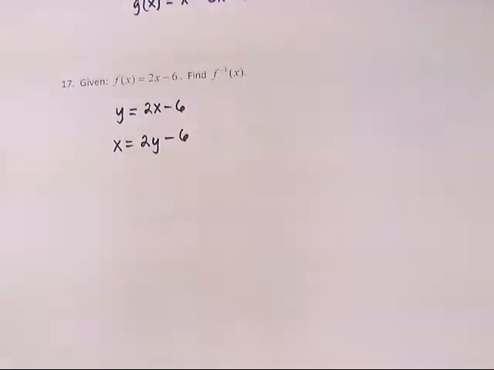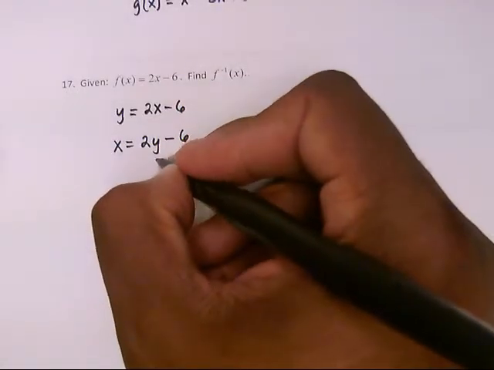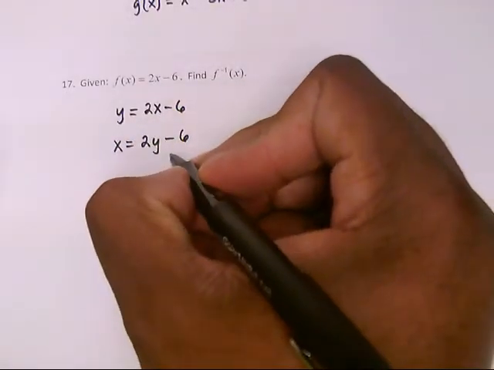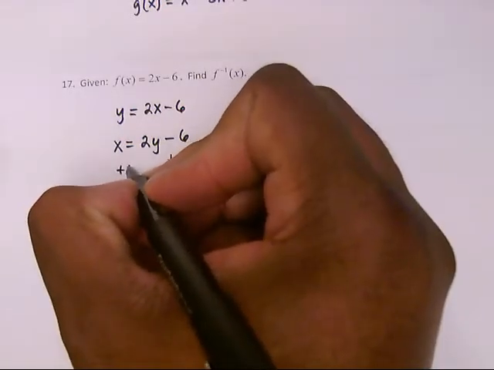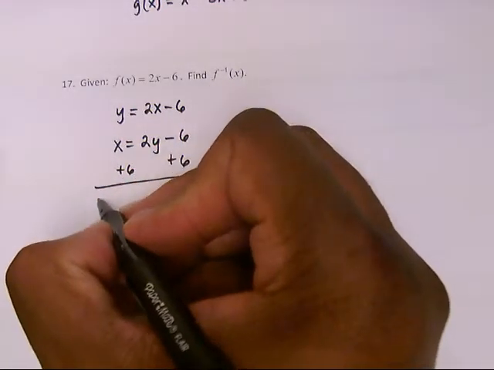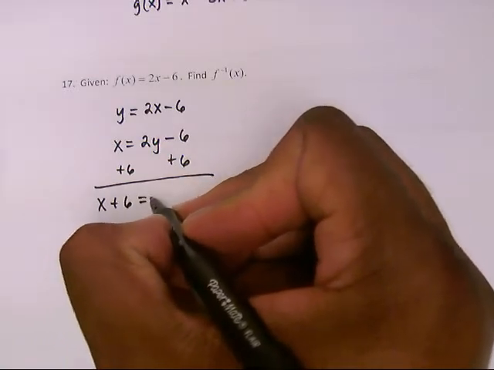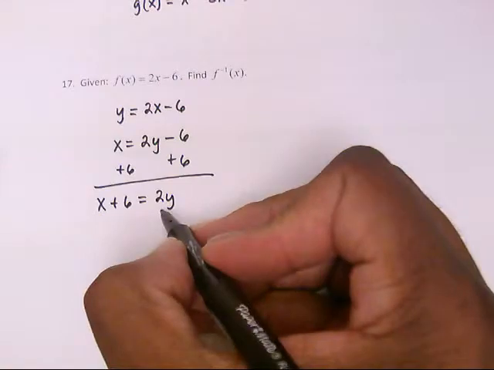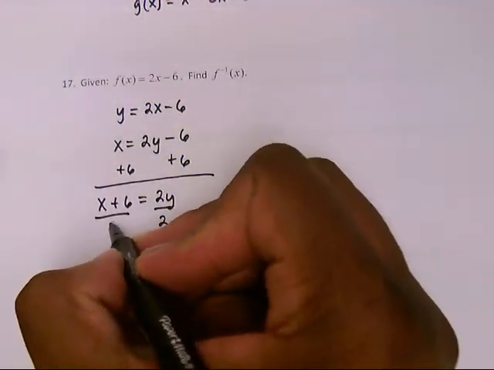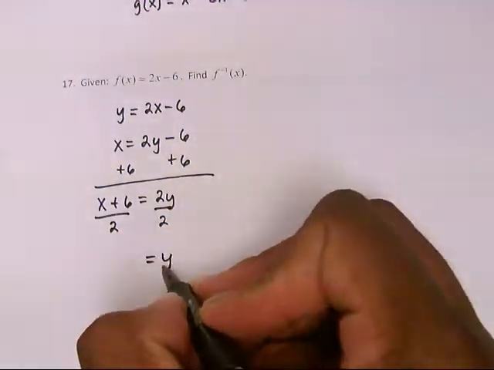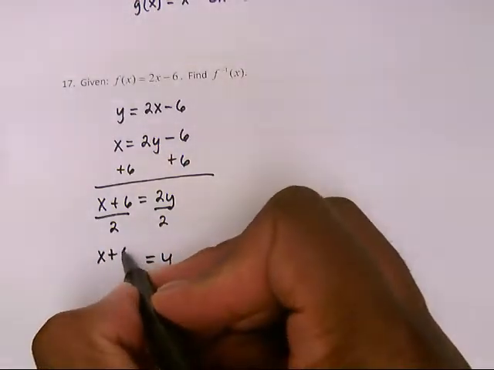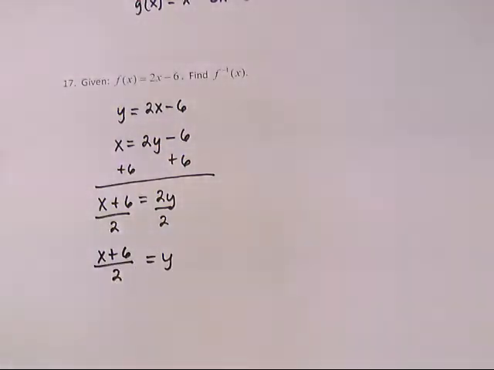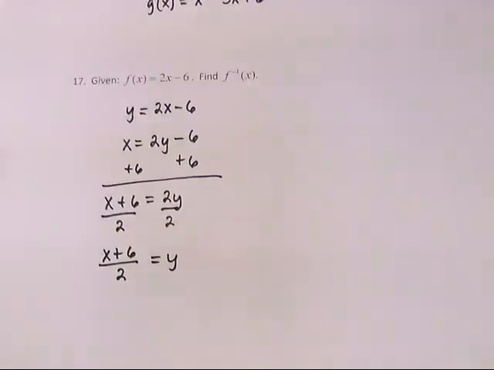Next step would be to solve this equation for y. So in this case here, I need to get y by itself. I need to move the minus 6 over by adding 6 on both sides. So here we're going to have x plus 6 is equal to 2y. And then to solve for y, divide both sides by 2. That means y is equal to x plus 6 all over 2. So that equation is solved for y.